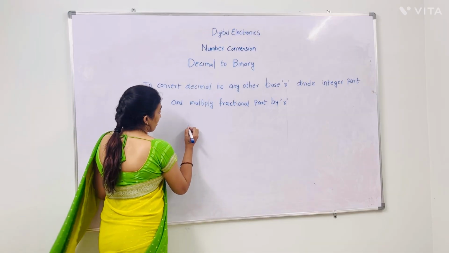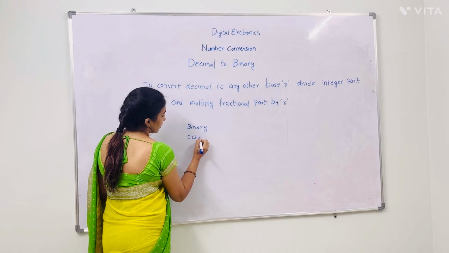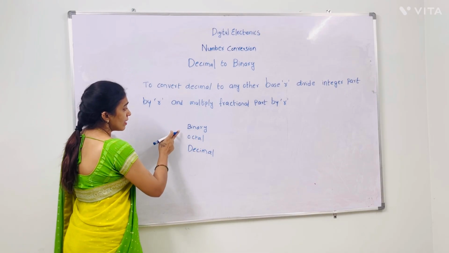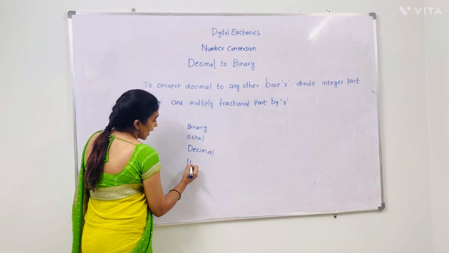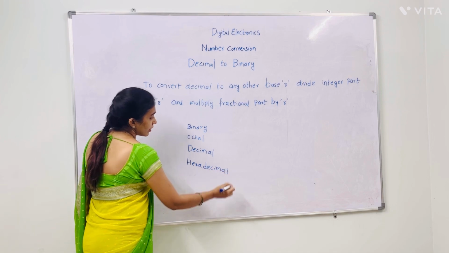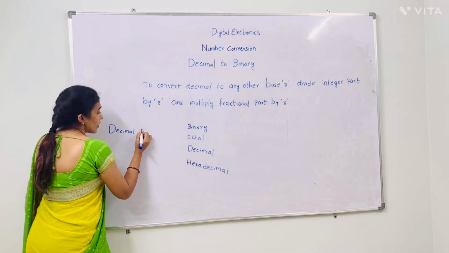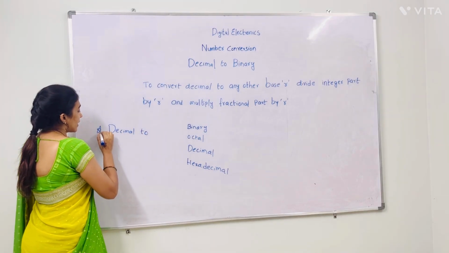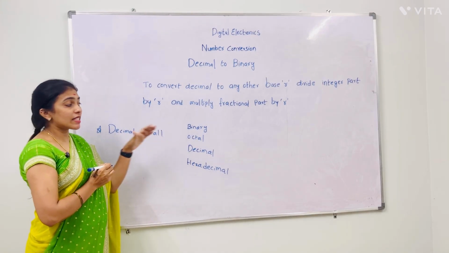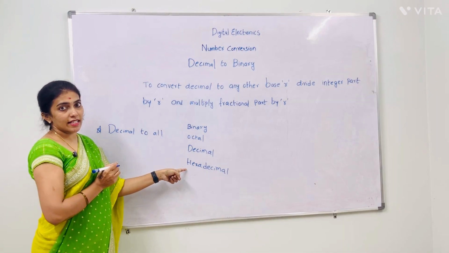What are they? Binary, octal, decimal. Mainly we are using four number systems: binary, octal, decimal, hexadecimal. Number conversions are very important. First you should remember decimal to all, which means decimal to binary, decimal to octal, decimal to hexadecimal.